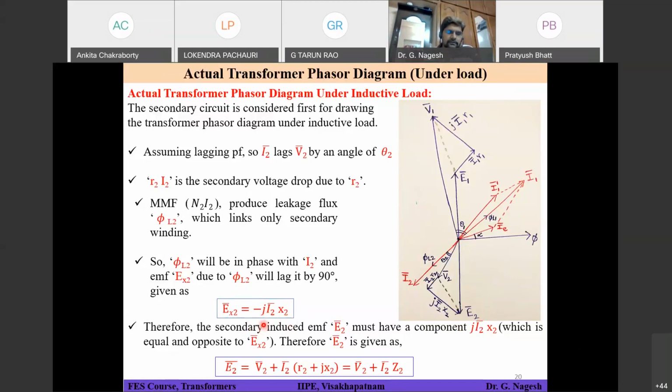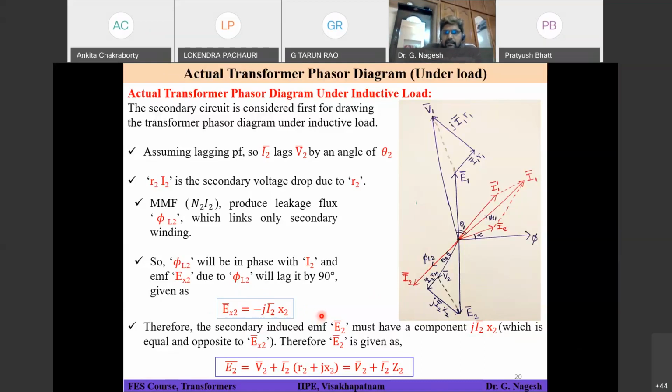You are understanding, na? Is it clear how you got this expression? Ex2 is equal to minus J into I2 into x2. Yes, sir. Is it clear to everyone? If you know the phasors, then it will be very clear, because φL2 is generating some voltage.